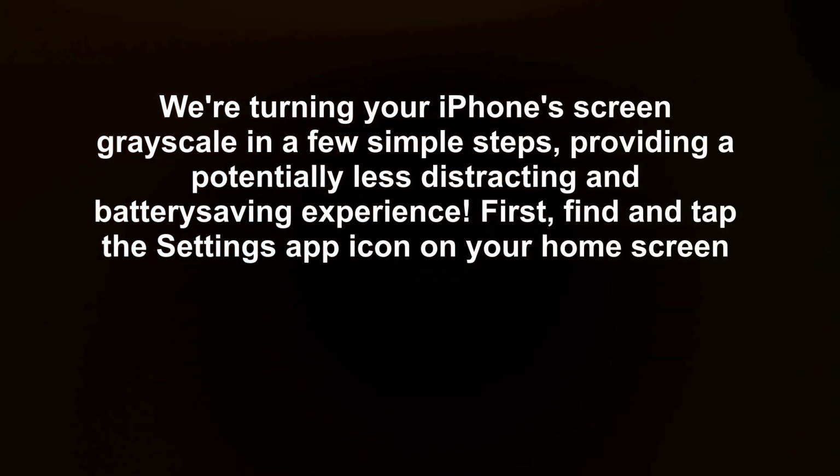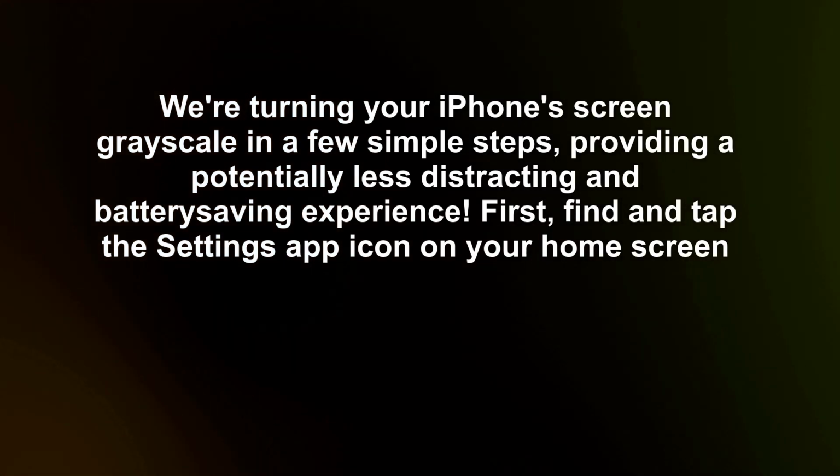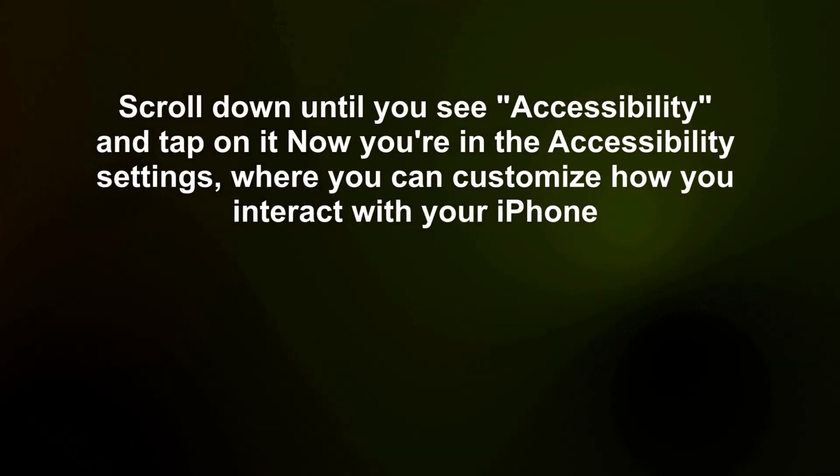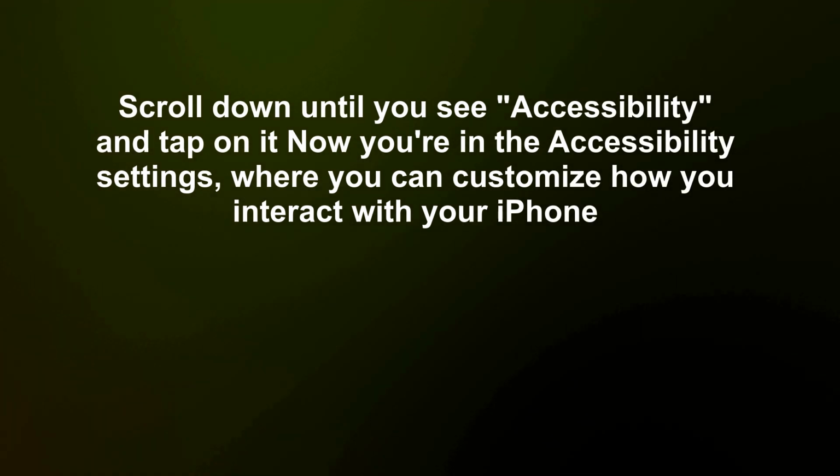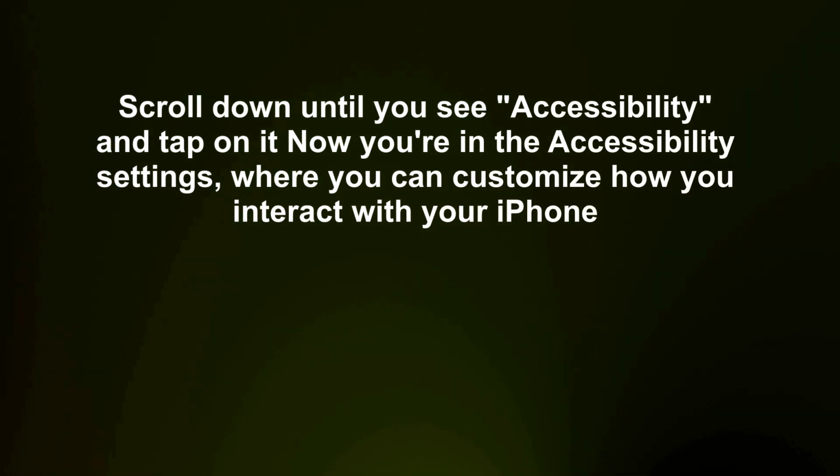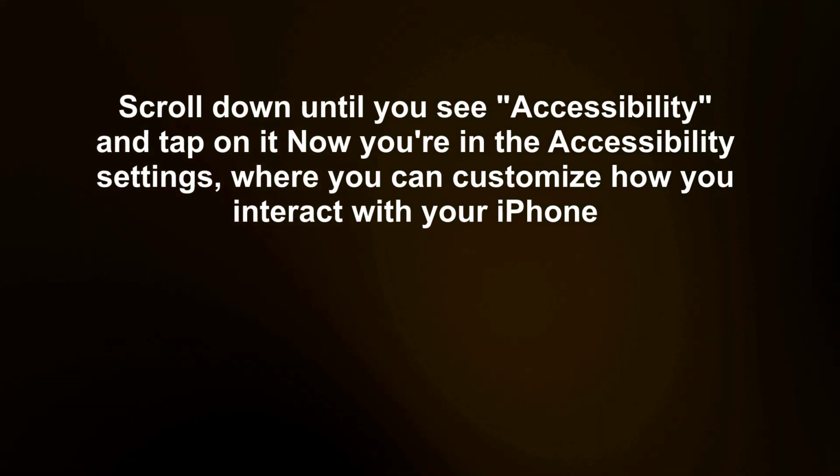First, find and tap the Settings app icon on your home screen. Scroll down until you see Accessibility and tap on it. Now you're in the Accessibility settings, where you can customize how you interact with your iPhone.